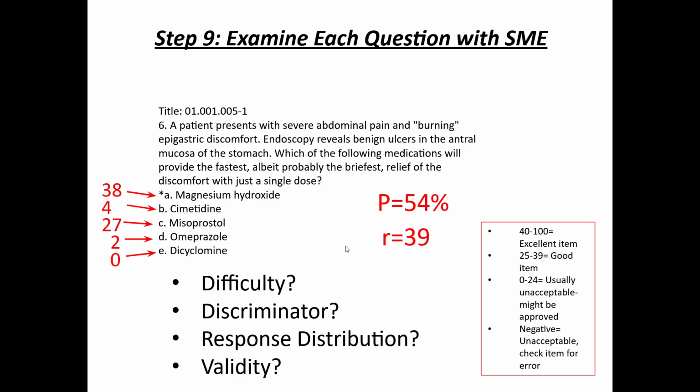Let's take another example. This is a good one. So here's our magnesium hydroxide question. If we decided, well, I could see how we might just want to throw the whole thing out because 4 people got cimetidine, 27 misoprostol, 2 omeprazole. It's just a bad question. Let's just throw it out.